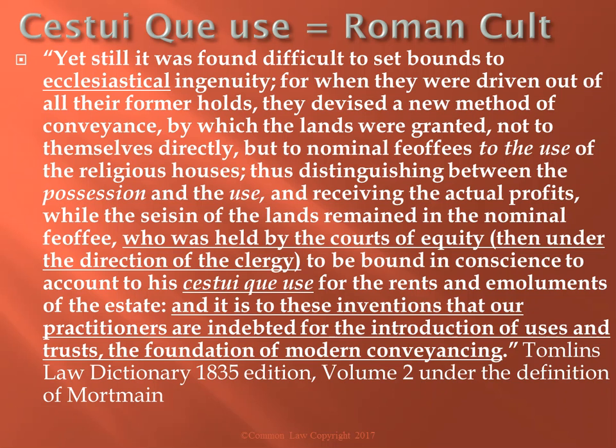That's the Roman cult, folks. To be bound in conscience to account to assestic a use for the rents and emoluments of the estate. And it is to these inventions that our practitioners are indebted for the introduction of uses and trusts, the foundation of modern conveyancing. And so it's the foundation of modern conveyancing. In 1835, it's still the foundation of modern conveyancing to this day, and it does way more than just conveyancing. And who was held by the courts of equity, then under the direction of the clergy, to be bound in conscience to account to assestic use for the rents and emoluments of the estate. That's taxes. That's what they're talking about there, is taxes.